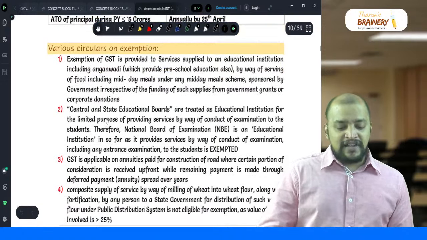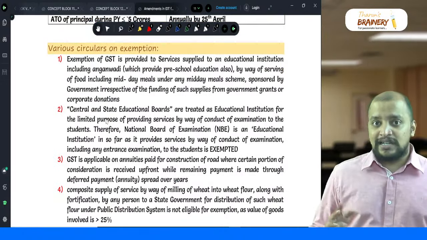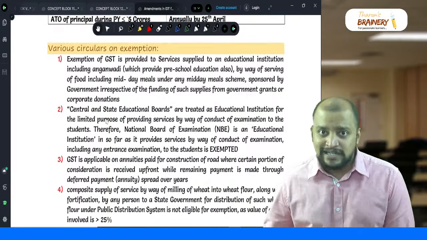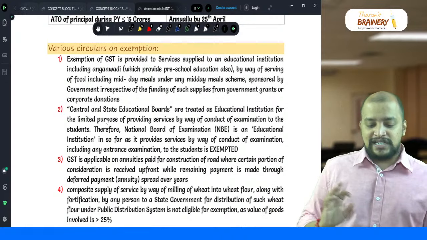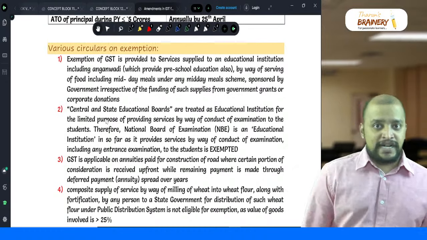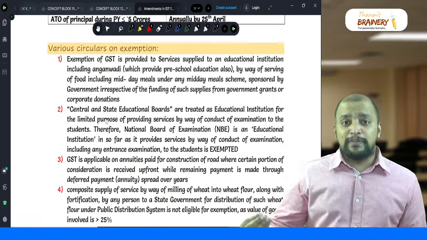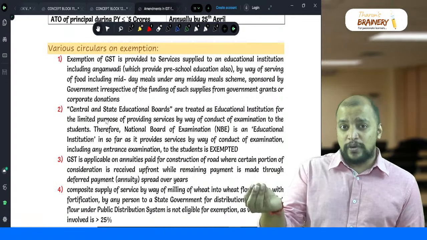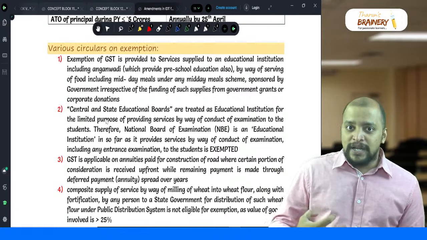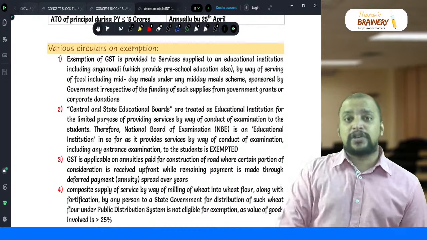Then there are various circulars on the exemptions that are given. Again I am repeating, this is a quick summary and every point I will be discussing in detail. So exemption of GST is provided to services supplied to an educational institution, including Anganwadi. There are some Anganwadi schools, which will basically be providing nursery coaching and nursery training, daycare kind of, and education up to 12th standard, covered under educational institution.